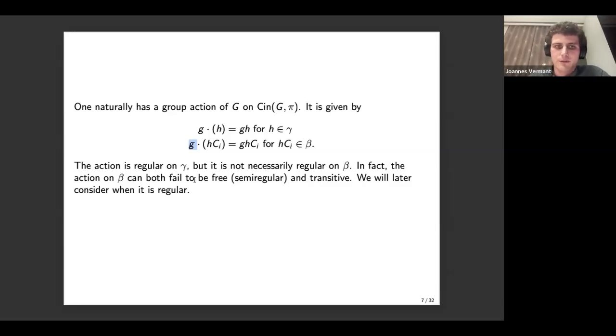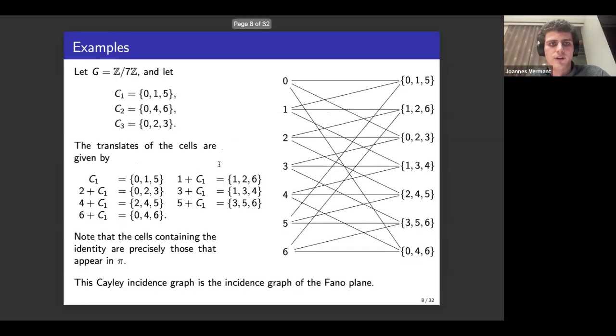So regular is free and transitive. It can both fail to be free, which is also called semi-regular, and it can also fail to be transitive. And later on in this talk, we will consider when it is regular. But now I think it's time for some examples.